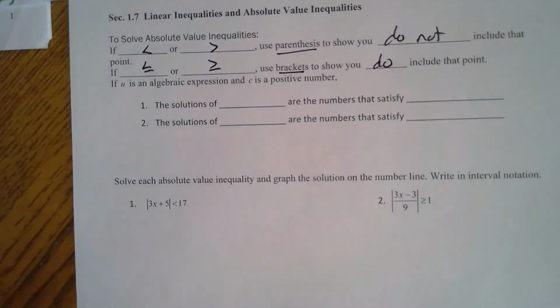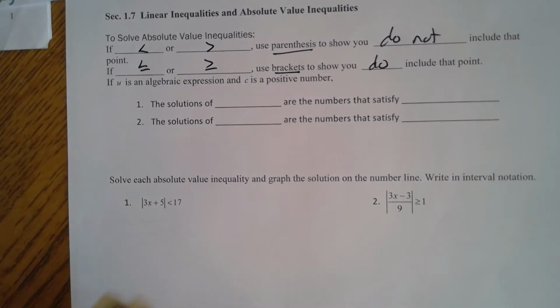Now here's where you got to be a little careful when you're solving absolute value inequalities. If you remember back to absolute value equations, we always had two answers. So we're going to have to break this up into two separate inequalities or keep them together as a double inequality. And I'll show you how that works.